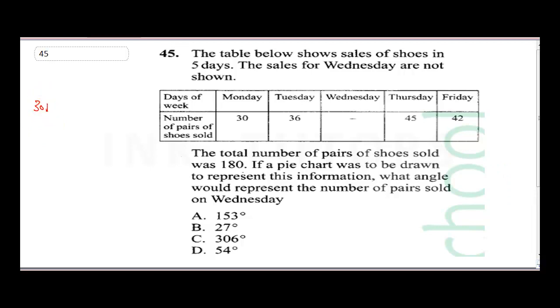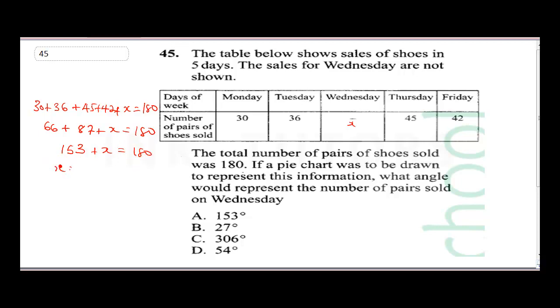That's 30 plus 36 plus 45 plus 42. Let's call our Wednesday X, plus X. Remember, the total sold was 180. So let's sum it up. 30 plus 36 is going to give us 66, plus 45 plus 42 will give us 87, plus X is 180. Okay, so let's sum 66 plus 87. 6 plus 7 will give us 3, you carry your 1. 1 plus 6 is 7, 7 plus 8 is 15. So that's 153 plus X will give us 180.